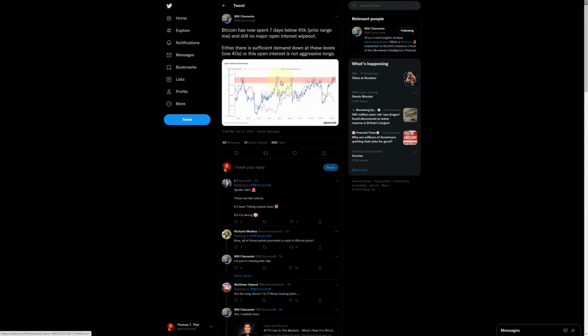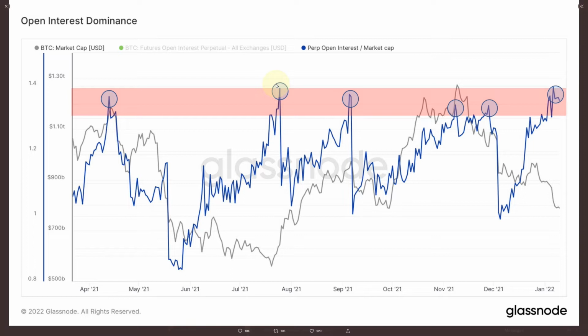Let's continue. Let's take a look at the chart, the open interest dominance chart that Will posted. Here we have the gray line, the gray graph line, being the market cap for Bitcoin, this line right here. And the blue line being the open interest dominance, which is perpetual open interest divided by market cap. And that's this blue line here.